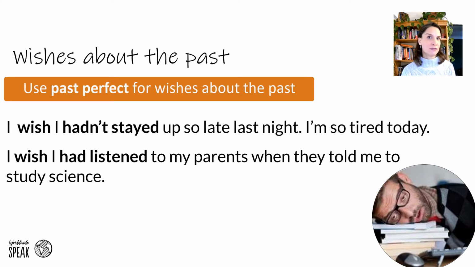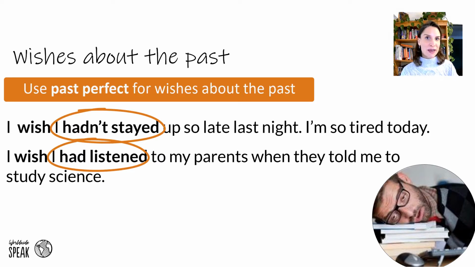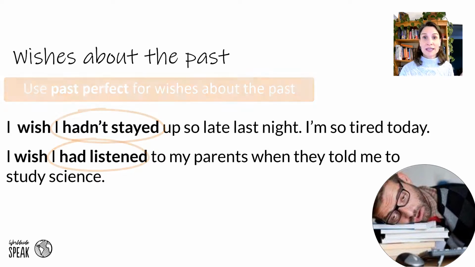That's had or hadn't and the past participle, like hadn't stayed. Or the next one, I wish I had listened to my parents when they told me to study science. So remember, for the present, we use the past. For the past, we use past perfect.